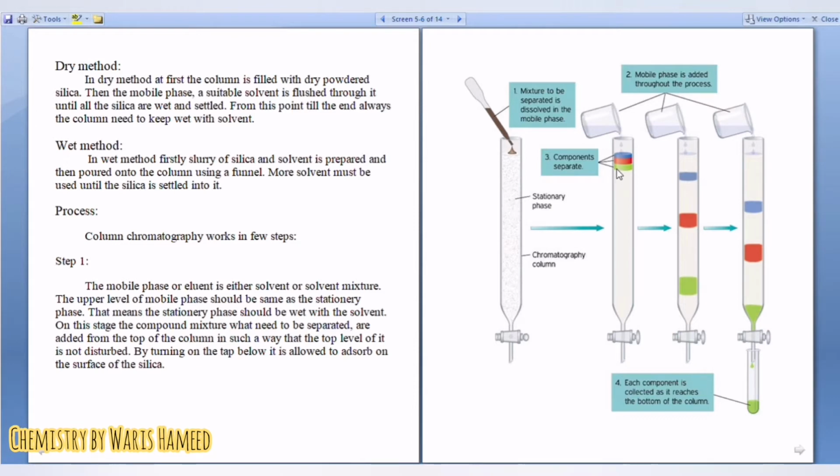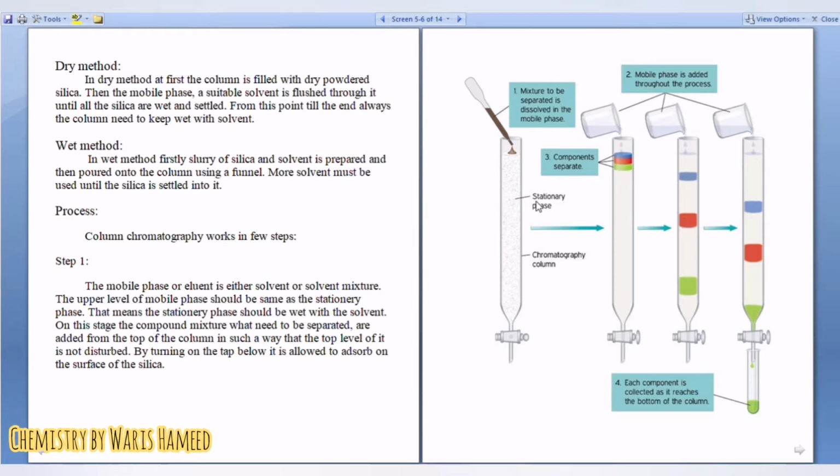In the next diagram, we can see that there is a little bit of separation between the components. In the whole procedure, we have to add mobile phase continuously from the broader end of the column. And suppose this sample contains three types of compounds. First is blue, second red, and third is green. As you are looking at the third diagram, here we can see that there is a separation between these different components. Among these, the green part is at the bottom of the column, the blue part is on the top, and the red part is in between green and blue.